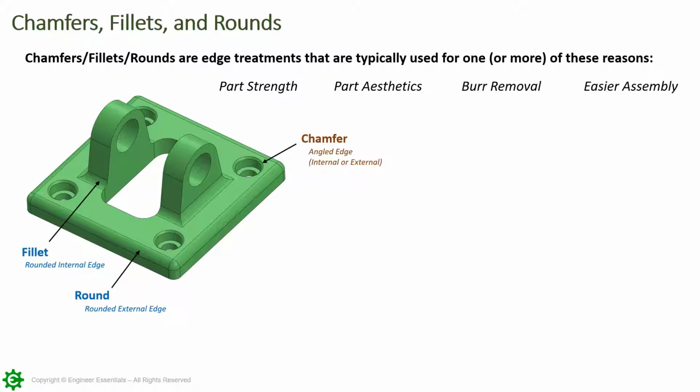A fillet and a round are both types of radii. However, a fillet is typically a rounded internal edge, where a round is a rounded external edge. A chamfer is an angled cut on the edge, and these can be either internal or external.